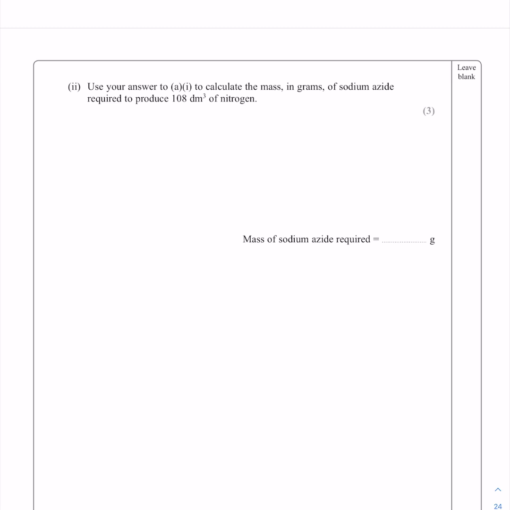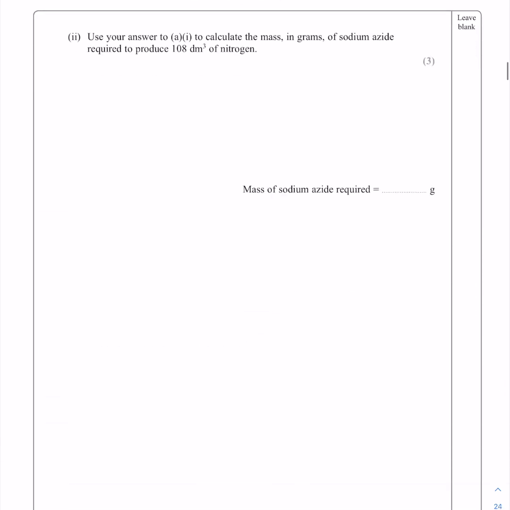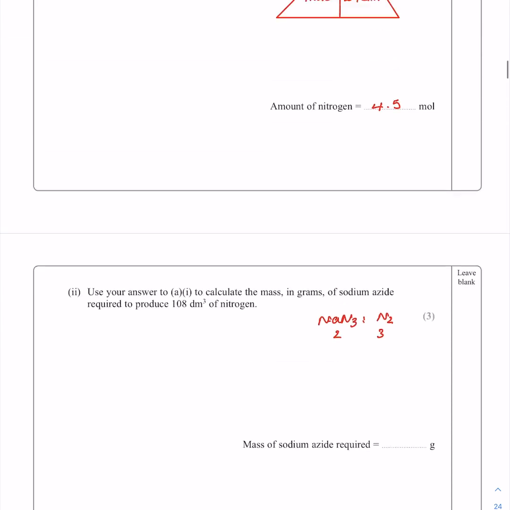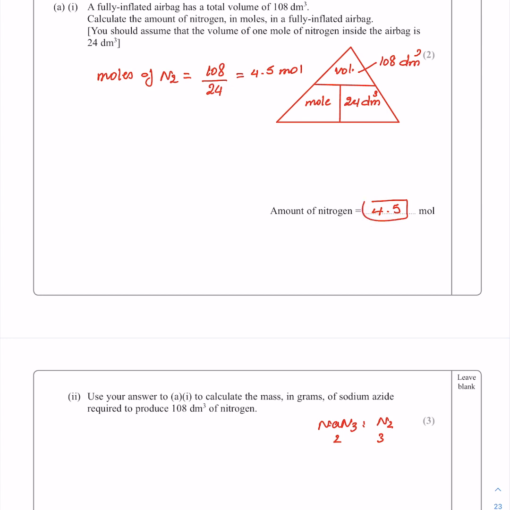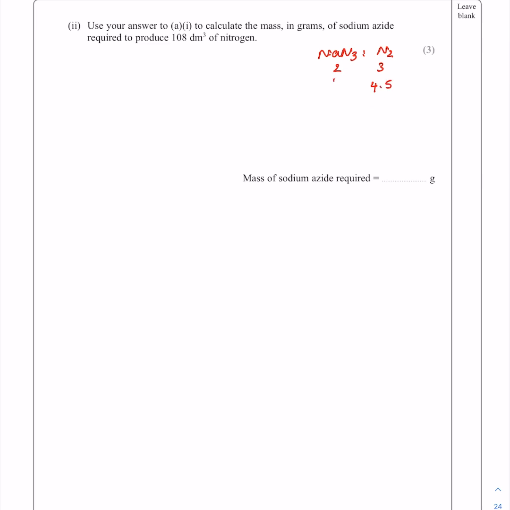Double I, use your answer to I to calculate the mass in grams of sodium azide required to produce 108 cubic decimeter of nitrogen. طيب احنا الريشيو between الصوديوم azide للنيتروجين gas 2 to 3. يبقى every 2 moles of sodium azide produce 3 moles of nitrogen. طيب احنا قلنا ان المولز of nitrogen في الانسر 4.5 moles. يبقى هنا to produce 4.5 mole of nitrogen gas, how many moles of sodium azide are needed? يبقى المولز of sodium azide is equal to 2 by 4.5 over 3. 2 by 4.5 over 3 give you 3 moles.